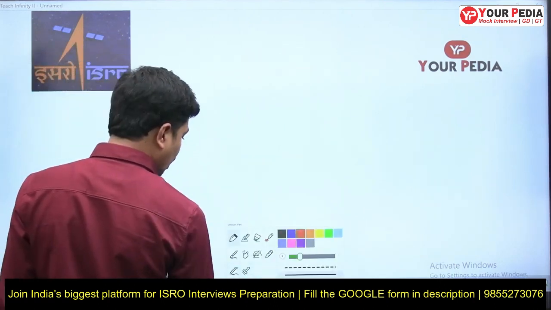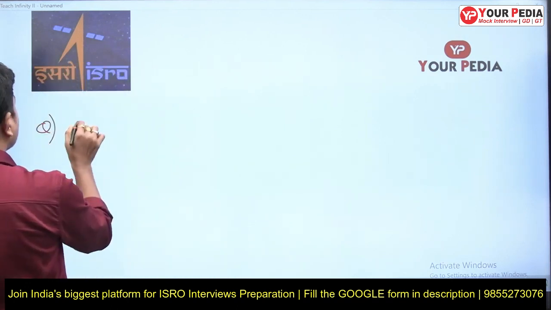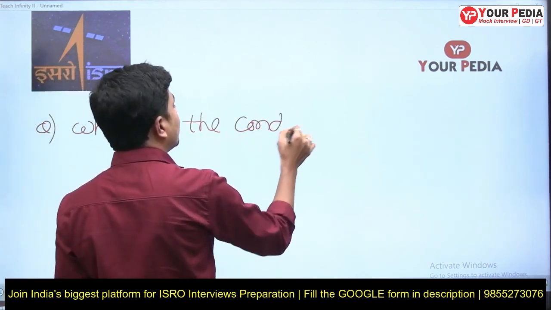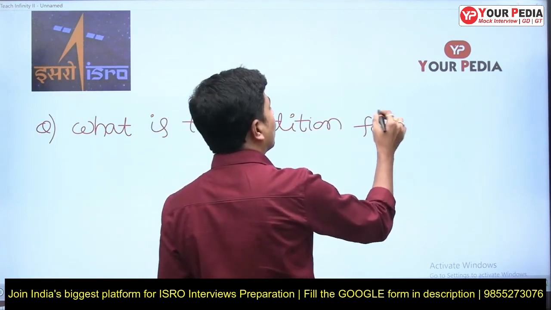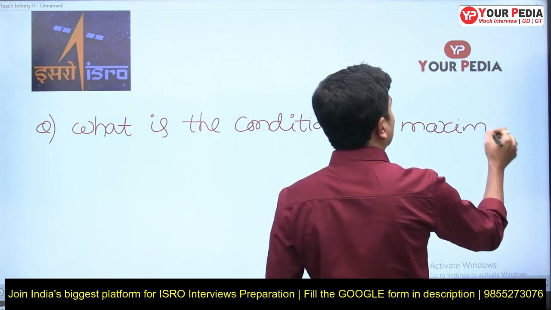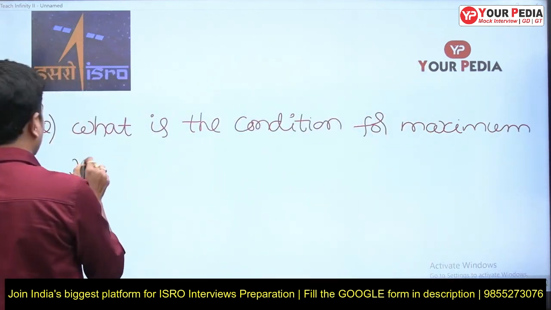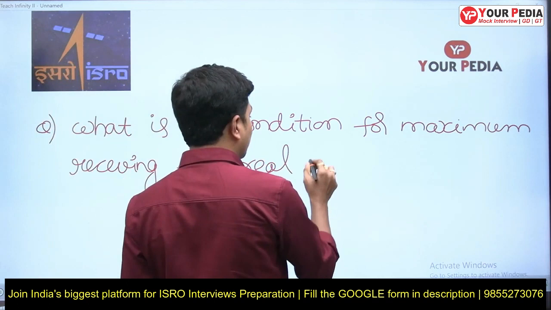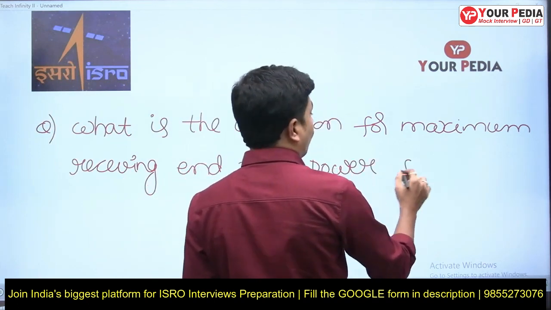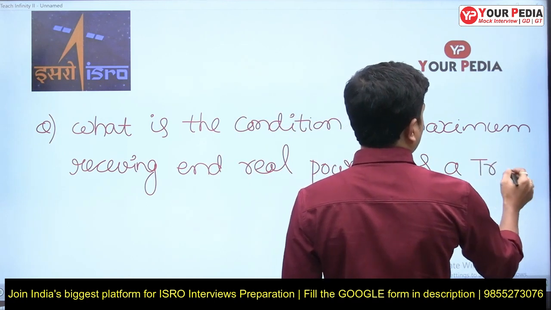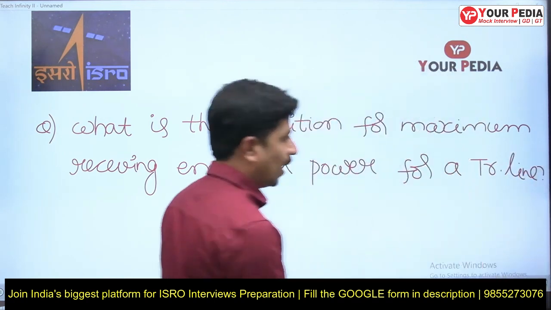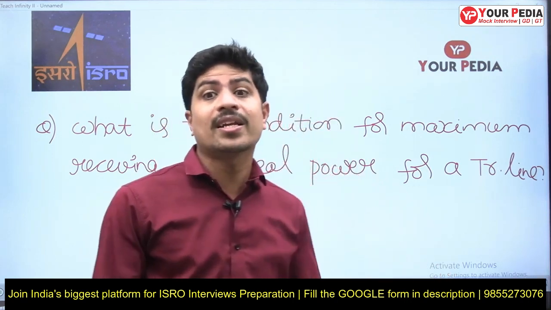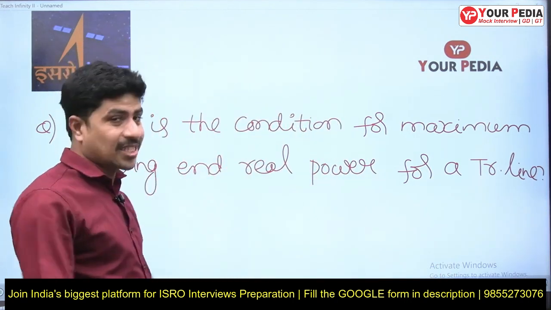The question is, what is the condition for maximum receiving end real power for a transmission line? I'm writing it simply as TR line, transmission line. For this we have to take the real power equation of a transmission line at the receiving end. For the receiving end real power to be maximum, what is the condition?